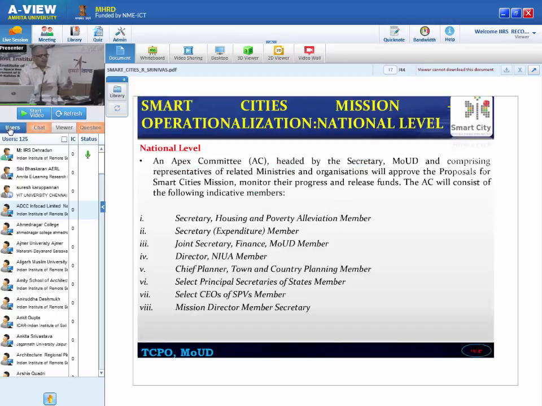And how the mission is going to be operationalized. Now the 20 cities have been identified, and the remaining 78 cities will also be identified later on. To operationalize this vision, there's an apex committee at the central government level, at the Ministry of Urban Development level, headed by Secretary UD, with members like Secretary Housing, Secretary Expenditure, Joint Secretary, Director NIUA, Chief Planner TCPO, and select Principal Secretaries of the state members.